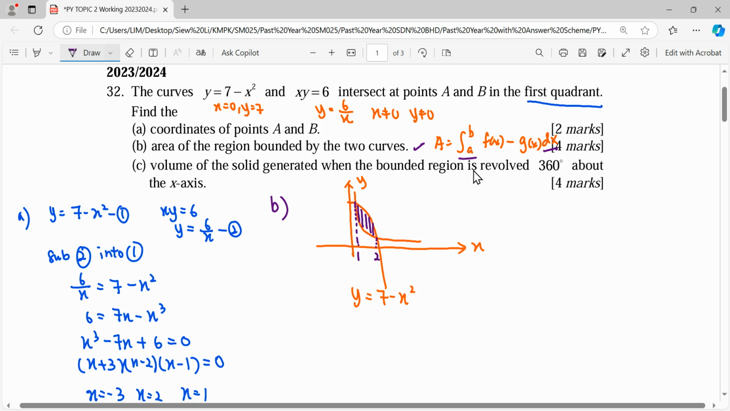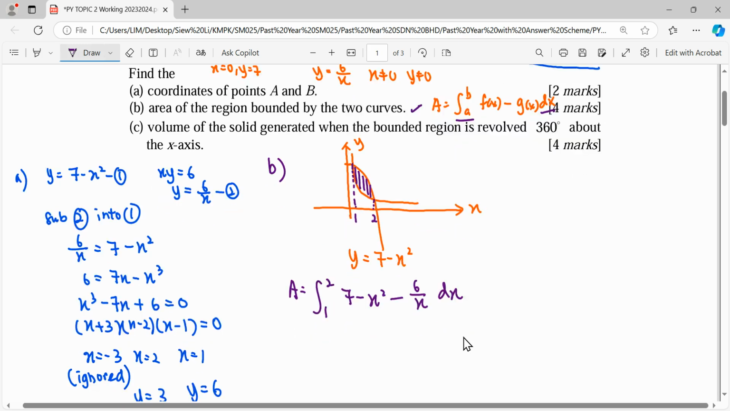So we're using the dx formula to find this area. We integrate for the left side here from 1 up to 2. The function at the top for this area is the quadratic, minus the function at the bottom here, which is a reciprocal graph, with respect to x.